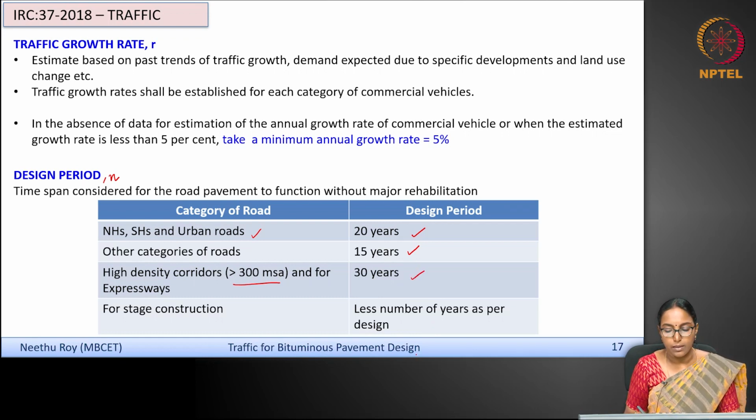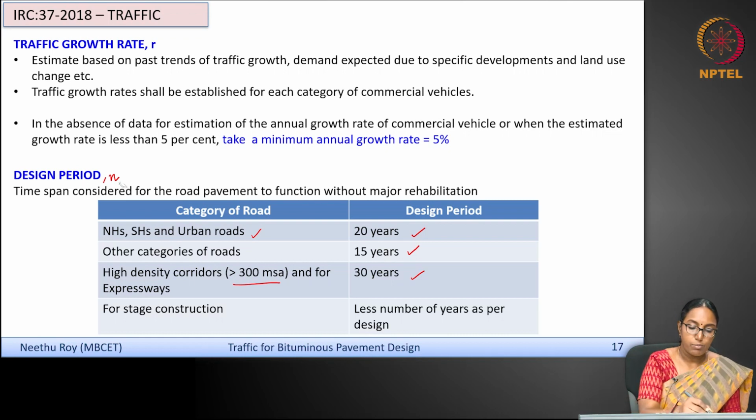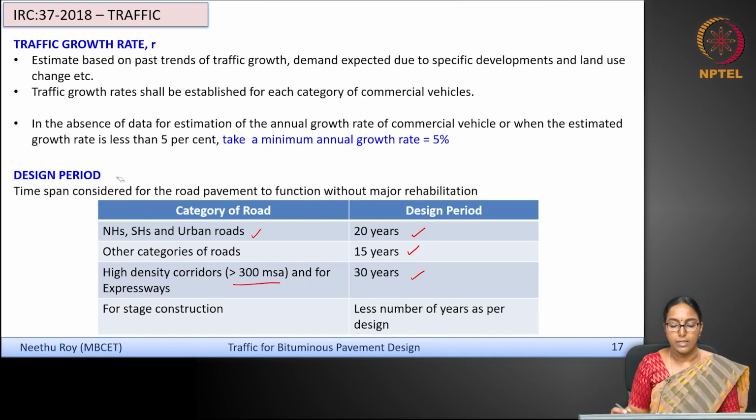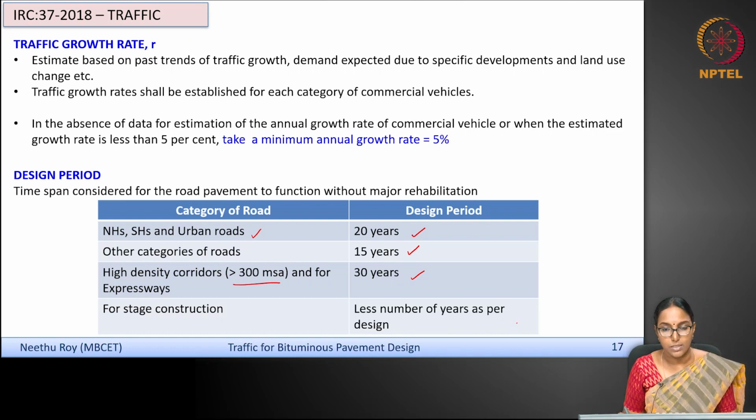Now, you may not always do the construction at the beginning itself for the total design period. You can go for a stage construction also. That is possible in the case of flexible pavements or bituminous pavements. So if it is a stage construction, you can choose a lesser design period, a lesser number of years for the design, as per how the stage construction is planned.